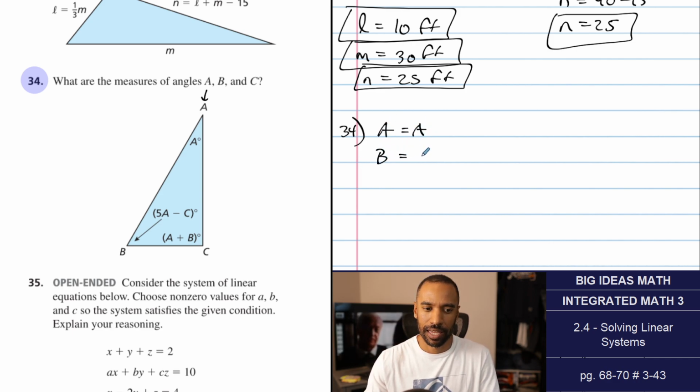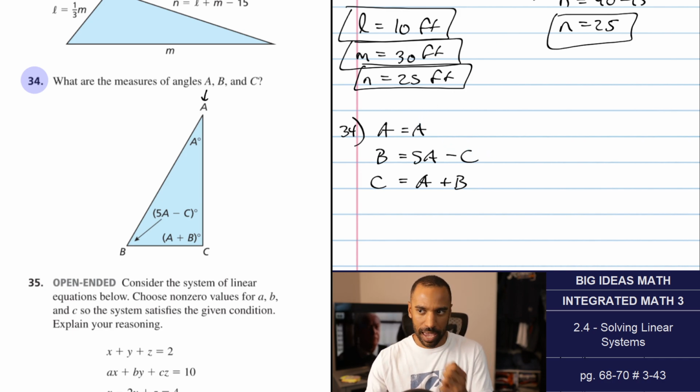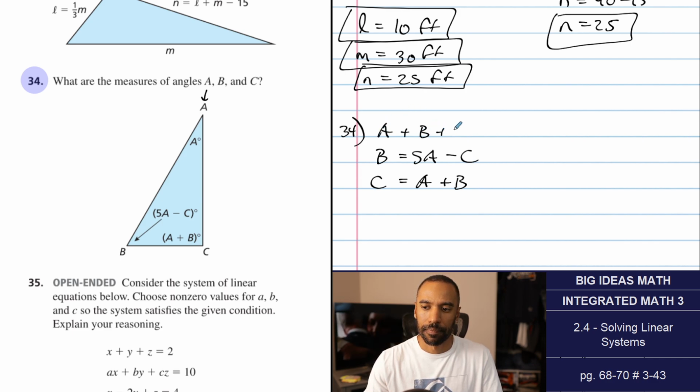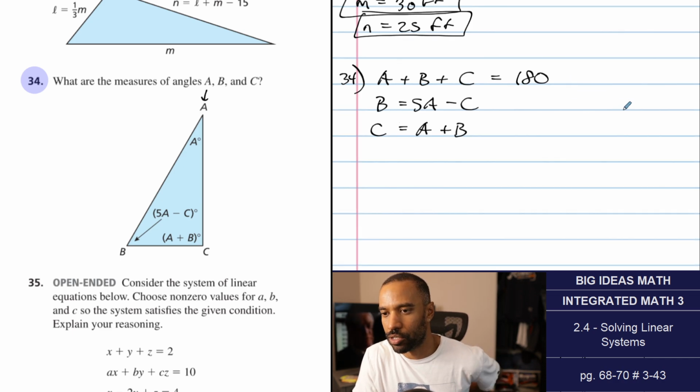B is 5A minus, what did I just do? 5A minus C. And C is A plus B. A is A is a dumb equation. I'm not going to write that. What's my third equation going to be? It's a triangle. A plus B plus C is 180. Okay. Let's work off of that to solve our system.